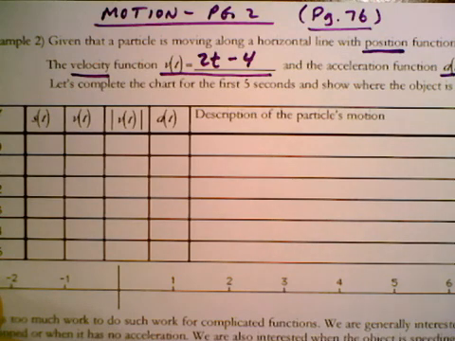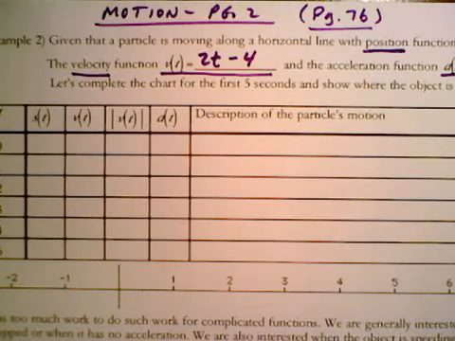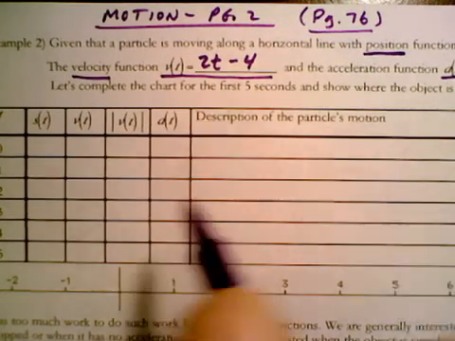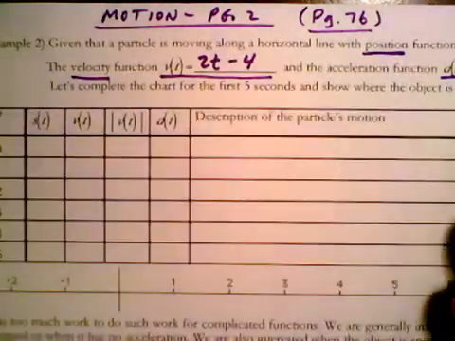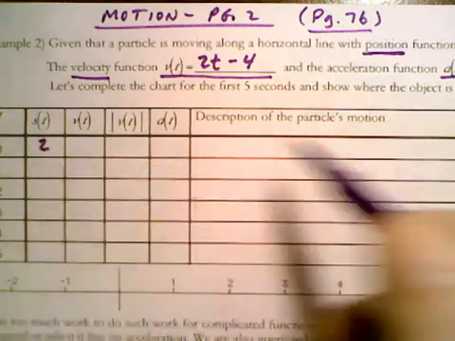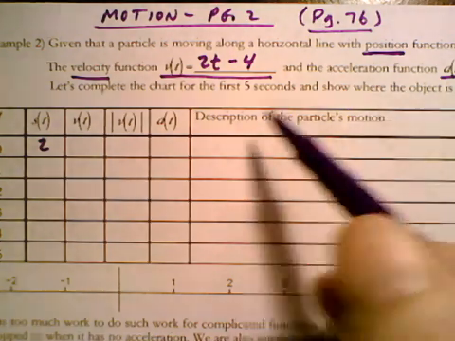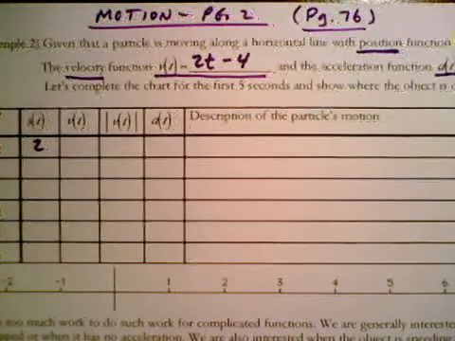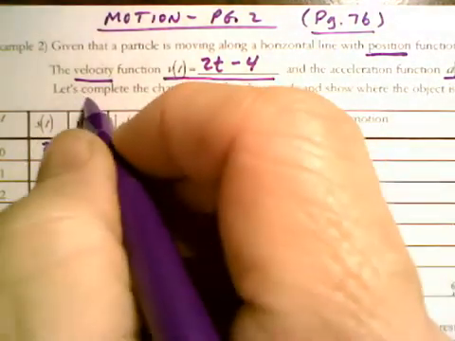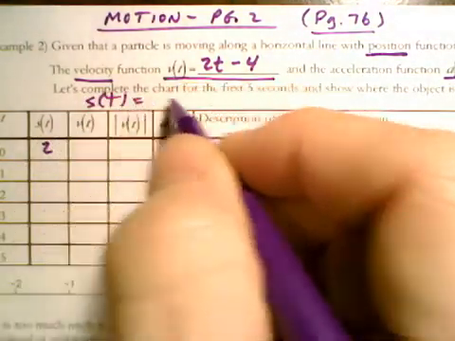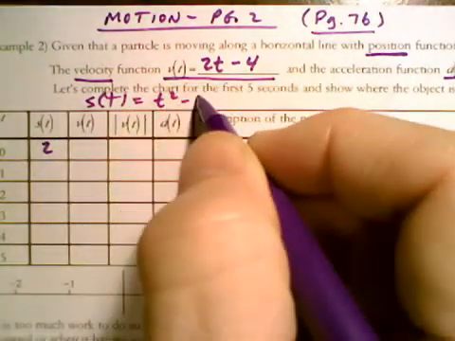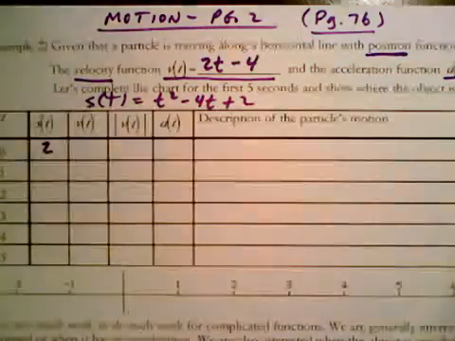Let's complete the chart for the first 5 seconds and show where the object is on the number line. Okay, so the position at time 0, if you plug a 0 in for t, we get 2. And I'll let you do those computations, okay? There's not a whole lot of room here, but we did the position in the last video, and I'm going to bring the position function over here so it's easier to see. S of t is t squared minus 4t plus 2.